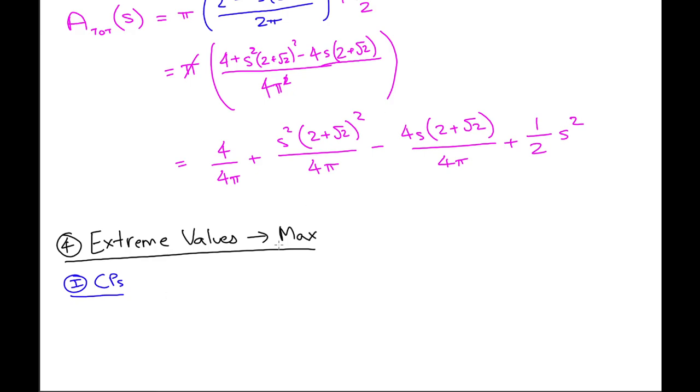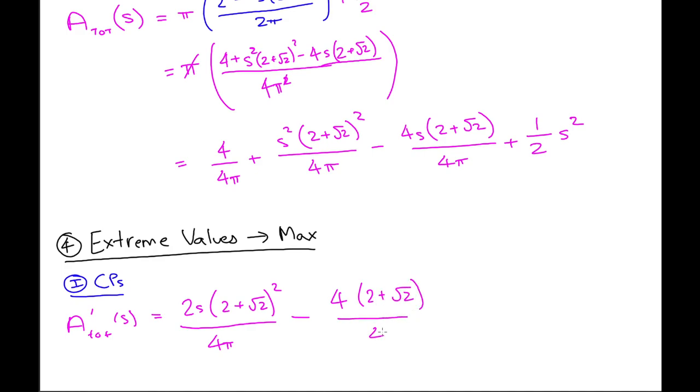Okay, so if we switch to pink, we'd have A total prime of s, which is going to be, this is going to go to 0, so we're left with 2s, 2 plus root 2 squared. Again, this is just a constant, so we don't need to touch it when we're taking derivatives, right? We just leave it as it is, over 4 pi, okay? Minus just 4 times 2 plus root 2 over 4, plus 1 half s squared. Derivative of that is just going to be s, okay? And we're setting this guy equal to 0.